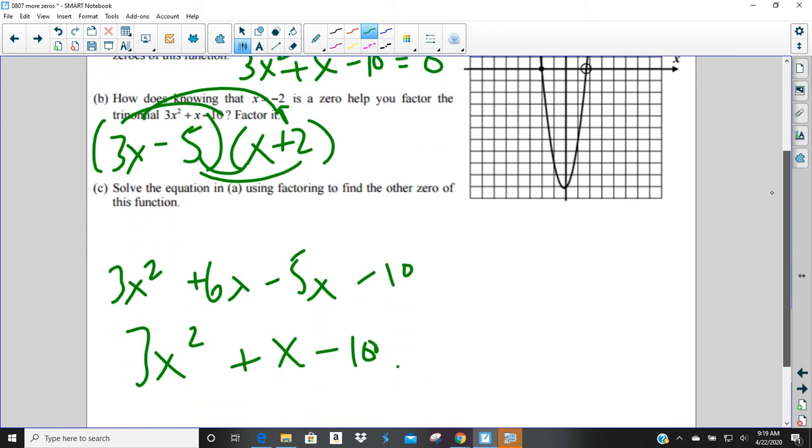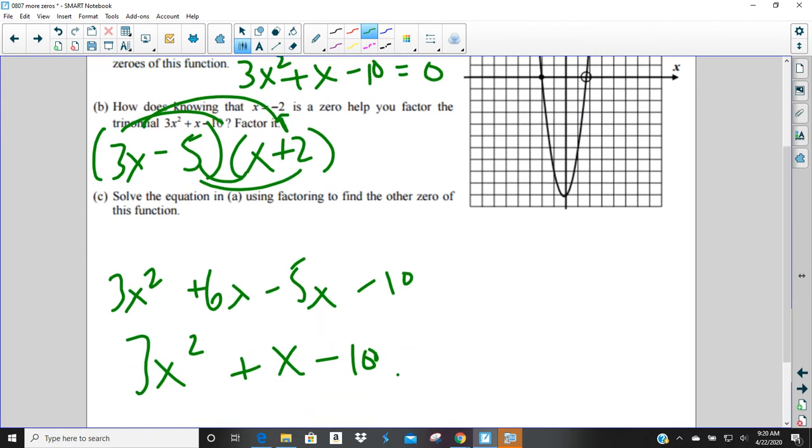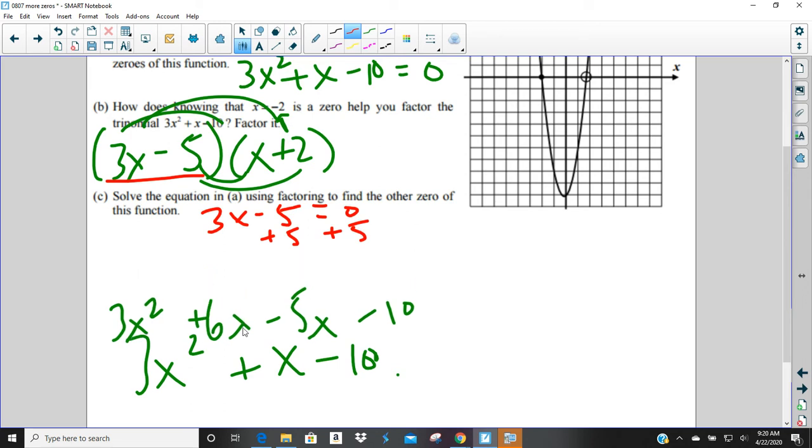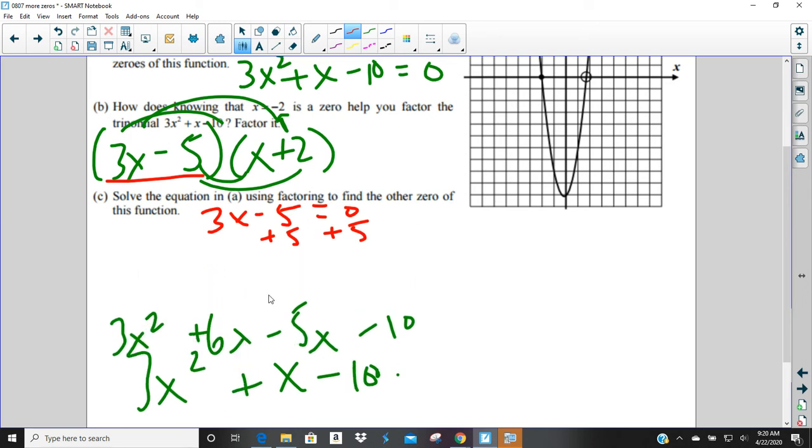Yay! Okay, so solve the equation in A using factors to find the other zero of this function. With this one, all I need to worry about is the 3x minus 5, because we already know the other one's negative 2. So 3x minus 5 equals 0. Let's get 5 over to the side. We're left with 3x equals 5. Get x by itself. We're left with x equals 5 over 3.